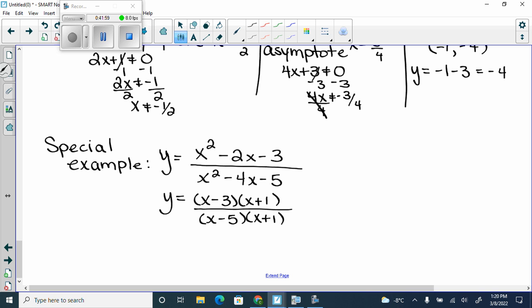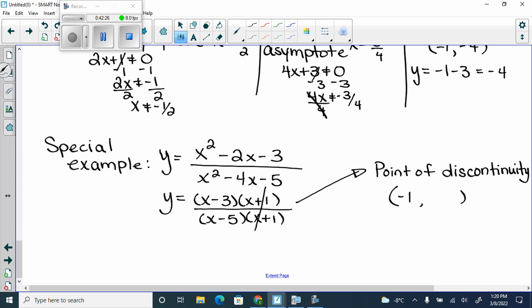Wait a second. These cancel. The moment two factors cancel, what do you have? Anarchy. Not anarchy. You have a point of discontinuity. So from when these cancel, we're going to get a point of discontinuity, and it is at negative 1 and something. How do I get the something? I'm just going to plug it back into a rational instead of a line like last time. I'm going to plug it back into here, the simplified version. So I'm going to go y equals negative 1 minus 3 over negative 1 minus 5, which is negative 4 over negative 6, which is 2 over 3.